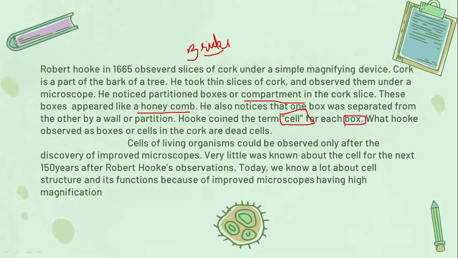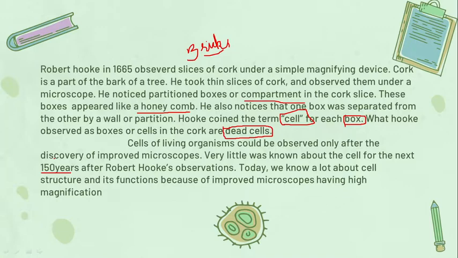What Hooke observed as boxes or cells in the cork were dead cells. That's why he didn't observe any other organs or parts of the cell. Cells of living organisms could be observed only after the discovery of improved microscopes. Very little was known about the cell for the next 150 years. Today we know a lot about cell structure and its functions because of improved microscopes having high magnification.